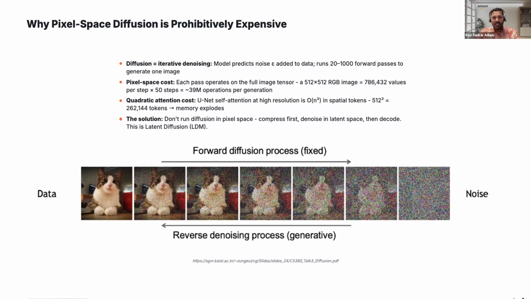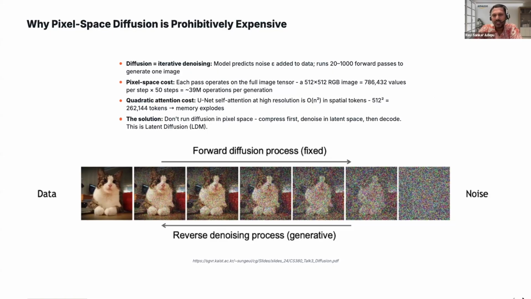Why is diffusion in pixel space prohibitively expensive? Here's the catch with diffusion, and it's a big one. The denoising isn't one pass. The model has to run over and over, sometimes dozens or even hundreds of times, to turn noise into a single image. Now imagine doing that directly on the pixels. A 512 by 512 color image is around 786,000 numbers, and you're processing all of them dozens of times for one picture.